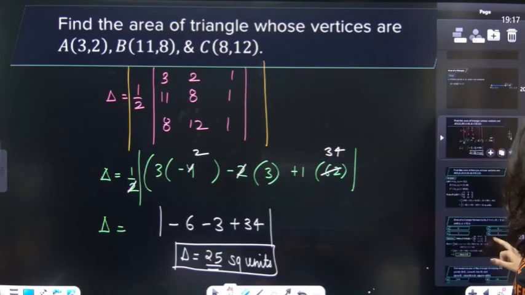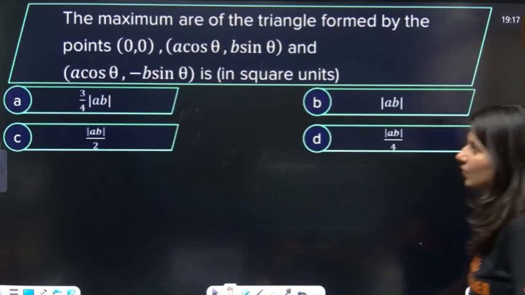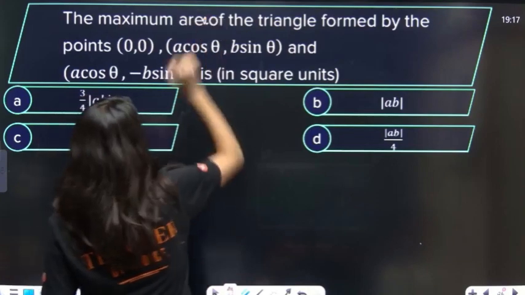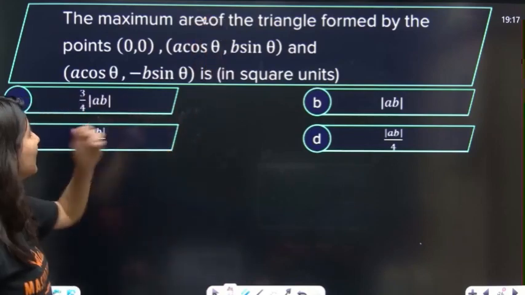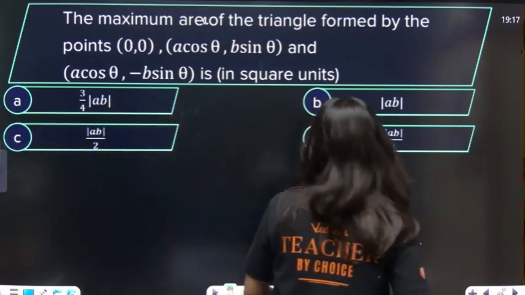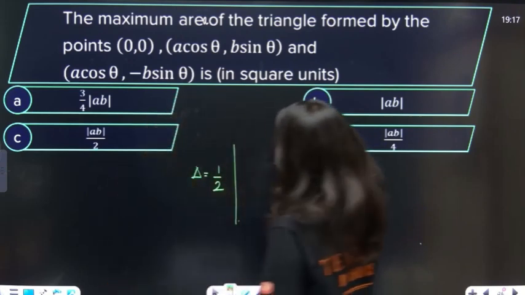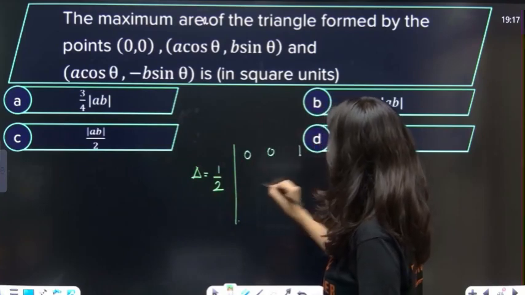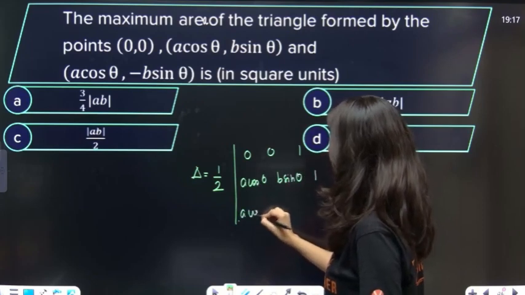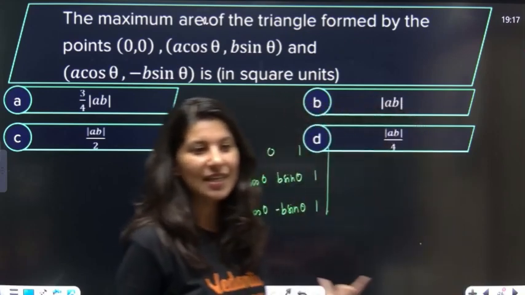Okay. Now, next question. Are we ready? Let's do this question. The maximum area of the triangle formed by these 3 points is the maximum area. So let's talk about the maximum area. So x1, y1, 1: 0, 0, 1. A cos theta, B sin theta, 1. A cos theta, minus B sin theta, 1. Determinant close. This is the area formula.